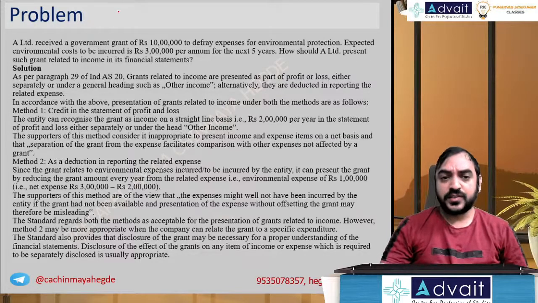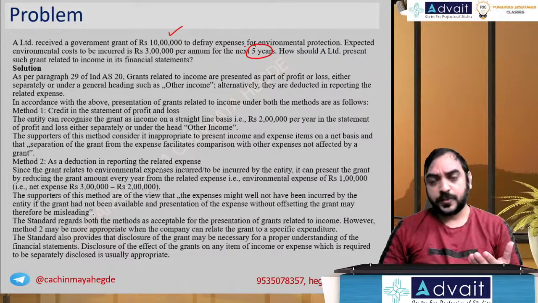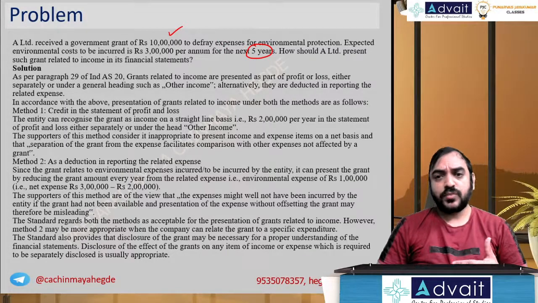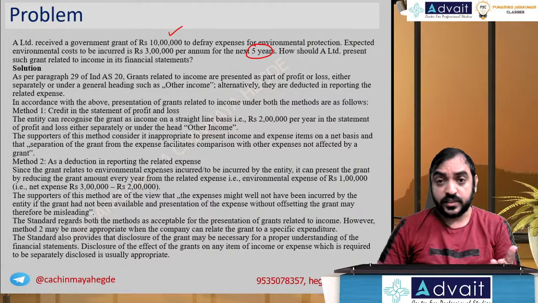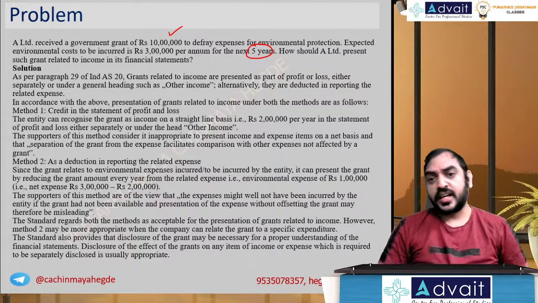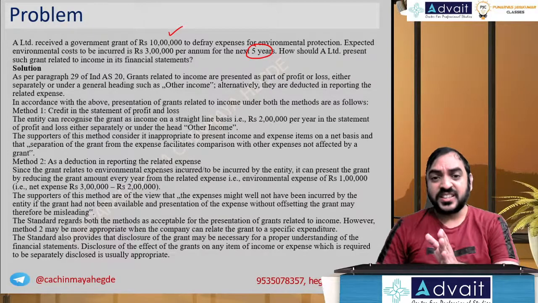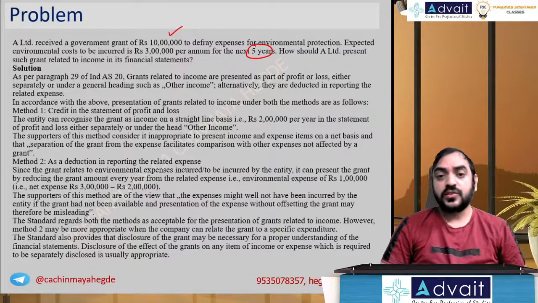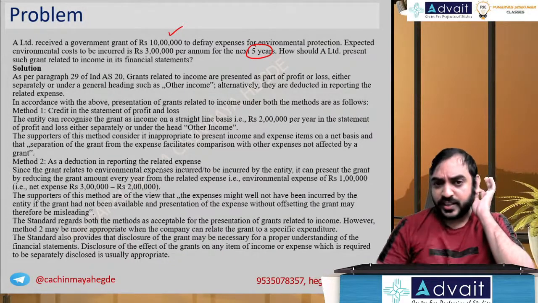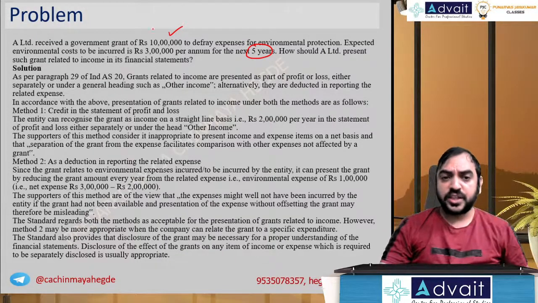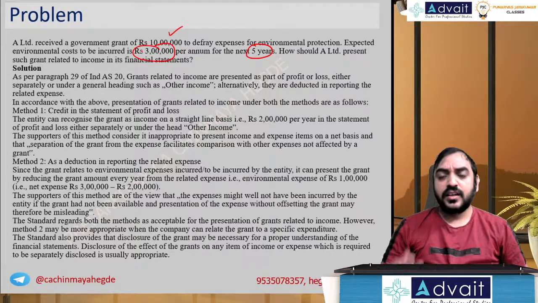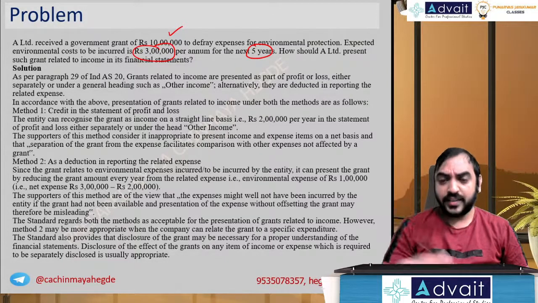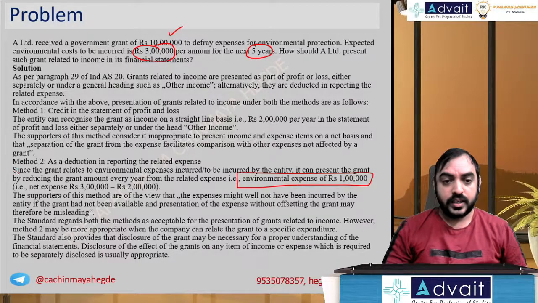So 10 lakh is the government grant they are getting, and it is spread across 5 years. The standard says whenever the benefit is going to be received, that should be recognized in the P&L account. So the benefit is received over 5 years because the grant is towards the expense. So 10 lakh divided by 5, you will get 2 lakh per annum, and 3 lakh is the cost incurred, 2 lakh is the grant. So the balance amount of environmental expense, 1 lakh, will be shown.